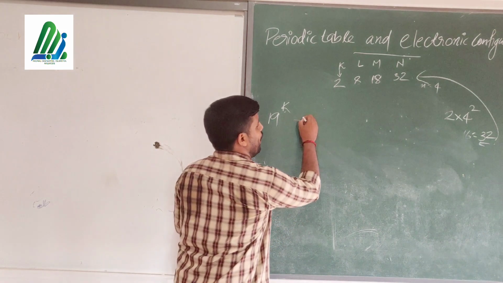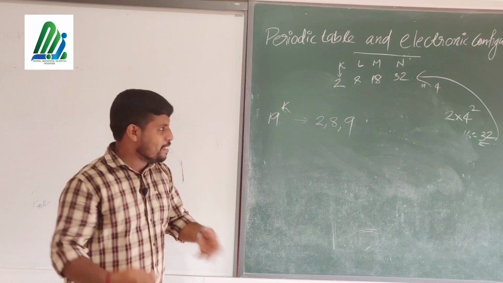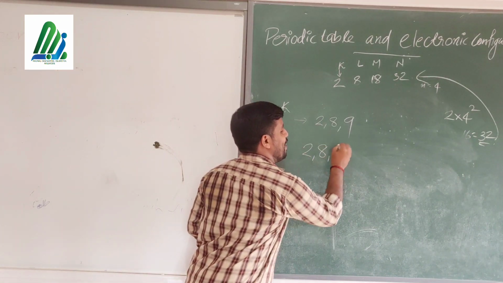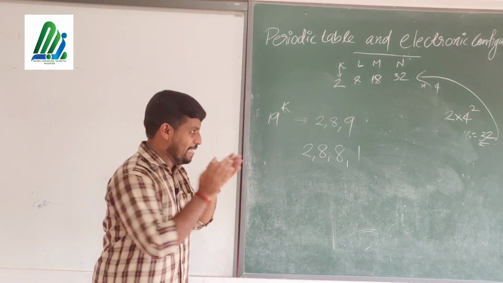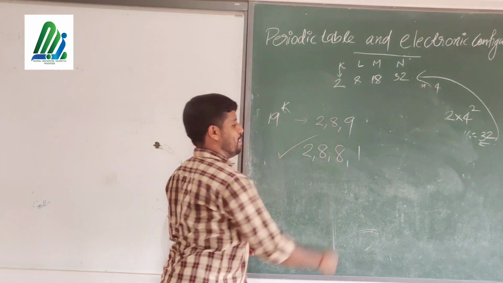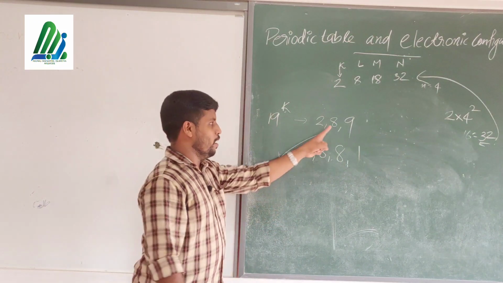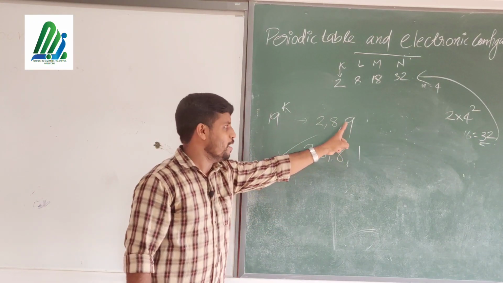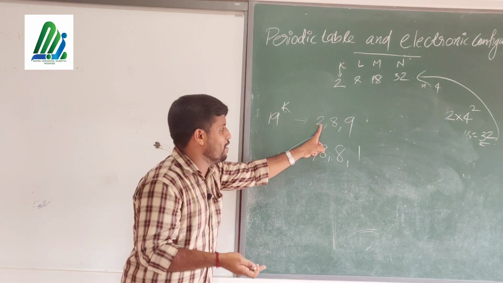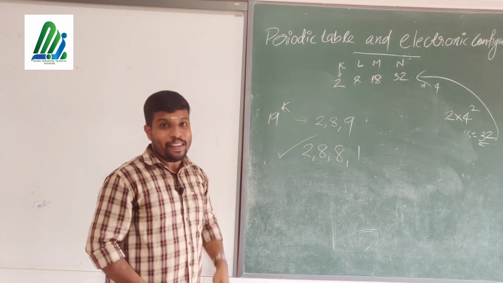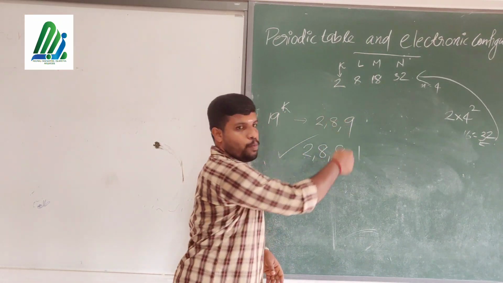Some of the students write the electronic configuration as 2, 8, 9. But some of the students write it as 2, 8, 8, 1. Why this difference? The exact electronic configuration of 19 is 2, 8, 8, 1. If you write the other, some will ask how it is wrong. Because the maximum number of electrons possible in the first shell is 2, in the second shell 8. In the third shell, teacher, it can accommodate a maximum of 18. Then why are 9 electrons not possible?